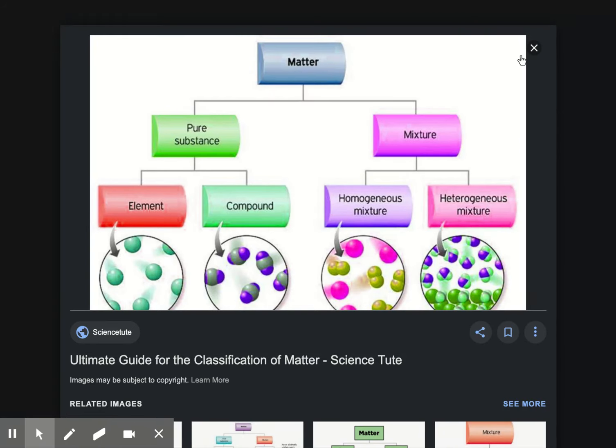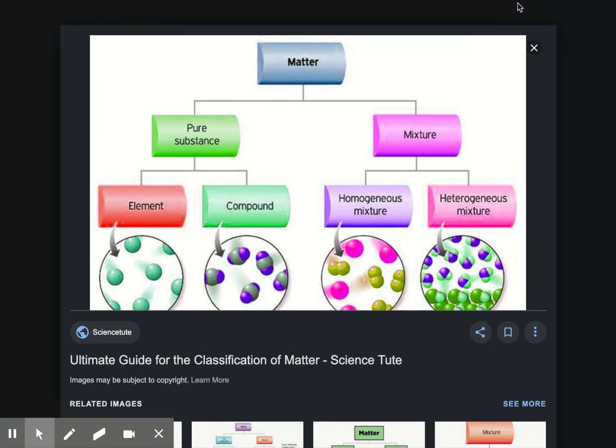Mixtures are physically combined structures that can be separated into their original components. A chemical substance is composed of one type of atom or molecule.